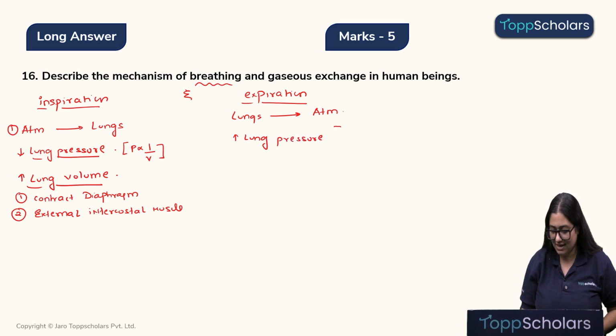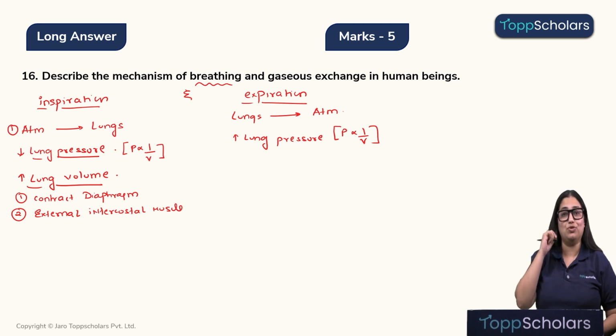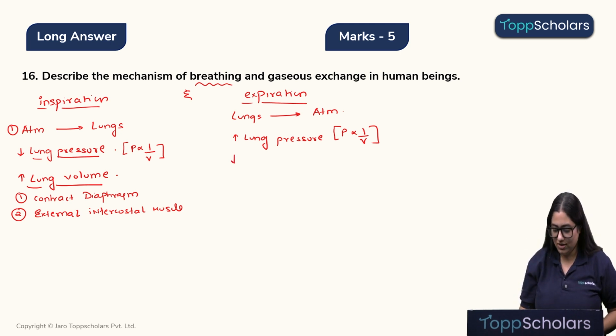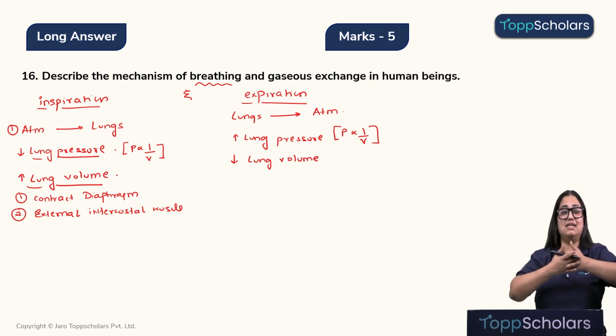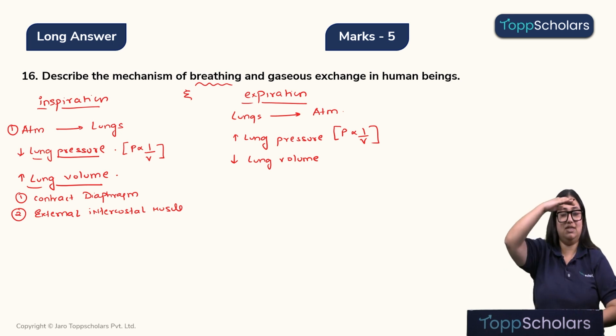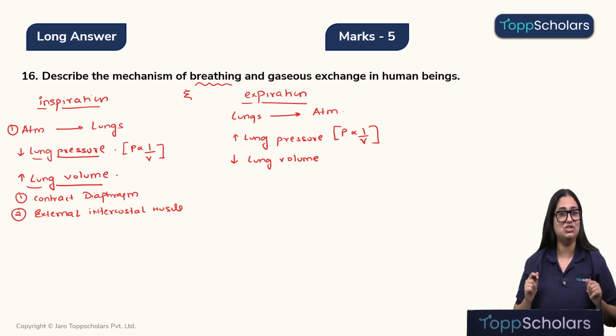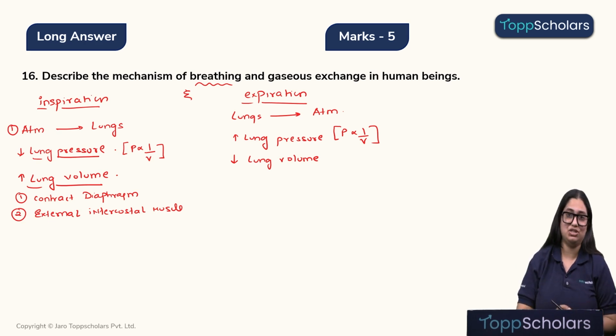Now how do we increase that? We know that pressure is inversely proportional to volume, right? So we need to decrease the lung volume. Now remember, in inspiration we had increased the size of the lungs in the vertical direction and the horizontal direction. Now we will reduce the size of the lung in the same directions by relaxing these muscles, right?